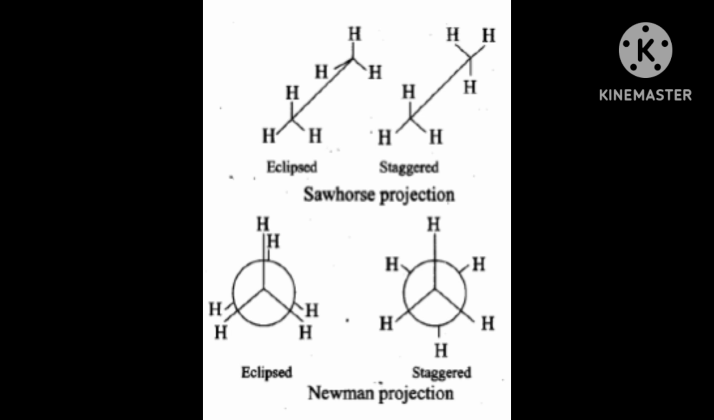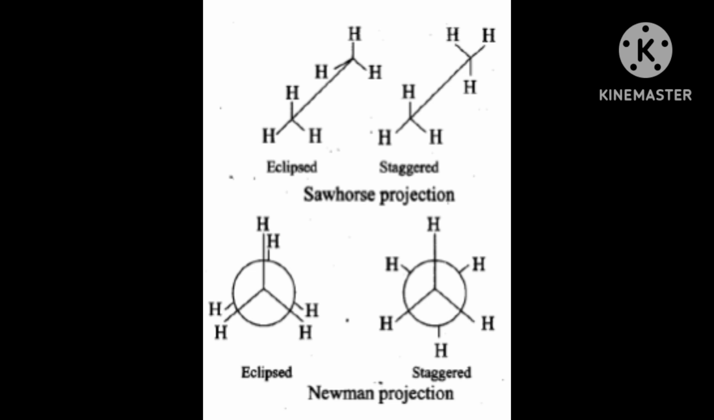Then in a sawhorse you can see the middle rod. Middle rod means the middle bond, the carbon-carbon bond, you can see. In one case you are seeing that all the hydrogens are in front, and in the second you are seeing that the hydrogens are far apart, making maximum distance. That situation is staggered. Then in a sawhorse projection you can show these two structures.